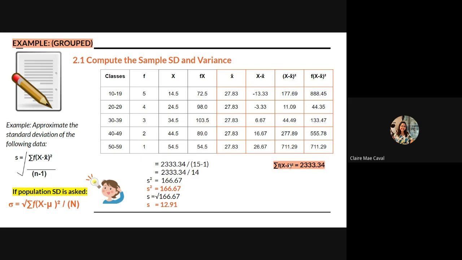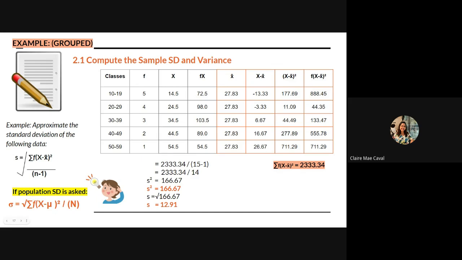That's summation of the frequency of the square of the difference of the class mark and the sample mean, which is equal to 2,333.34. Again, the summation of the frequency times the square of x minus x bar, that's equal to 2,333.34. Okay? Using this formula this time, ito yung formula in finding the standard deviation and the variance.